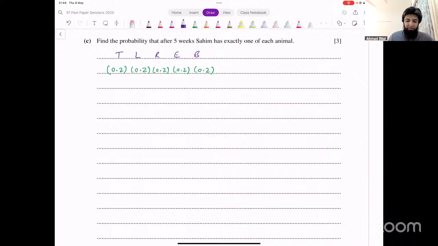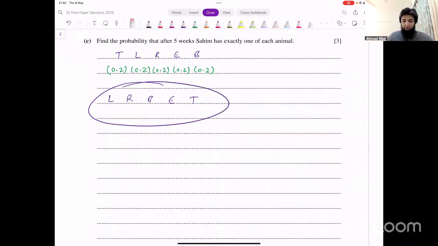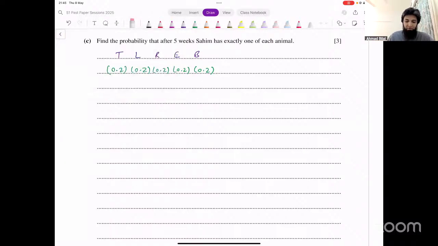But then, can they just come in this one order? It's also possible that the first one was a leopard, the second one was a rhino, the third one was a buffalo, then an elephant, and then a tiger. You could have some other order as well. How many different orders like this are possible? How many different arrangements are possible for these 5 animals? 5 factorial, right? There are 5 factorial different ways in which we could get these animals in this order. So we multiply this by 5 factorial.